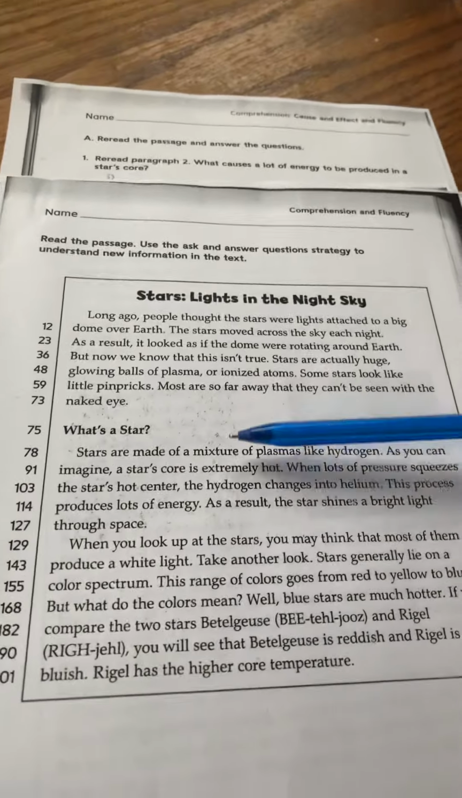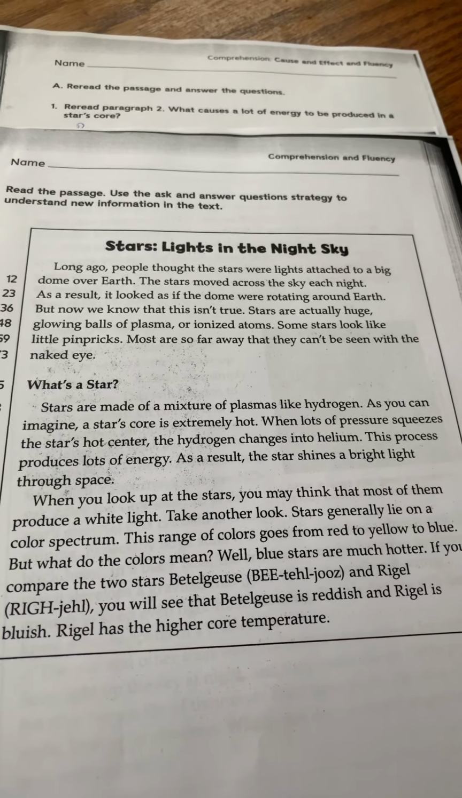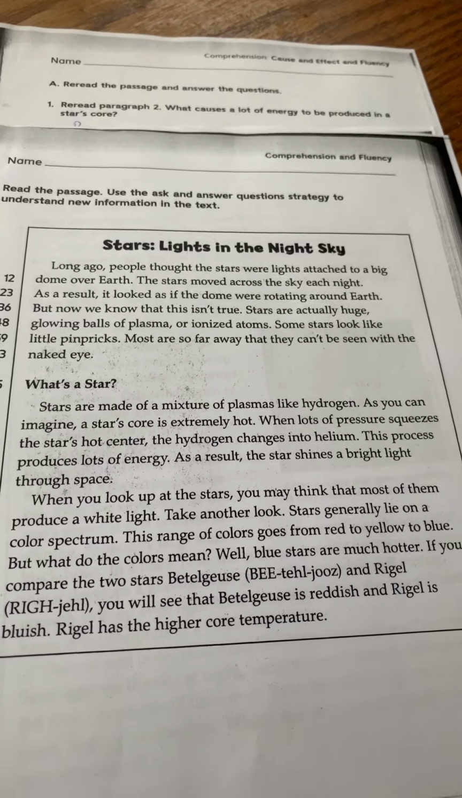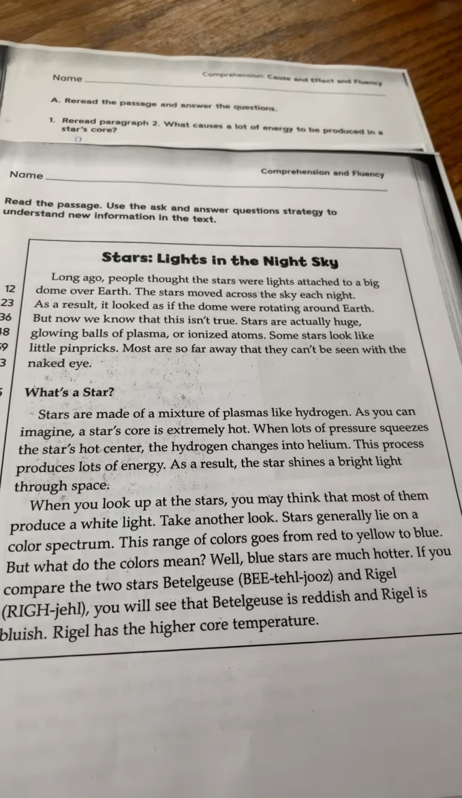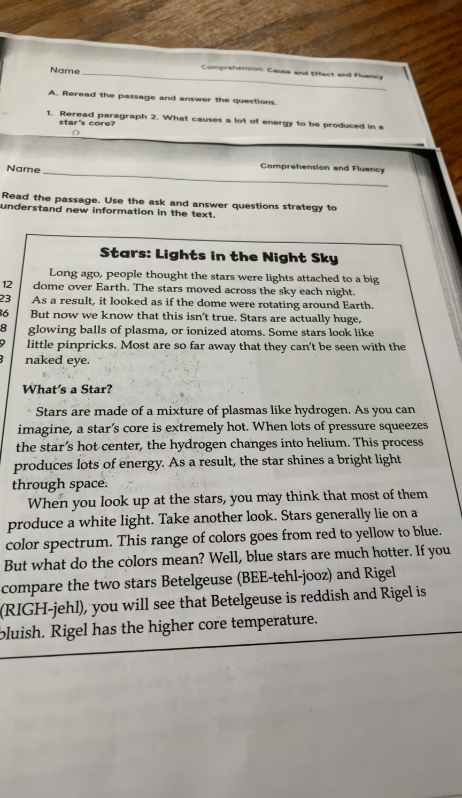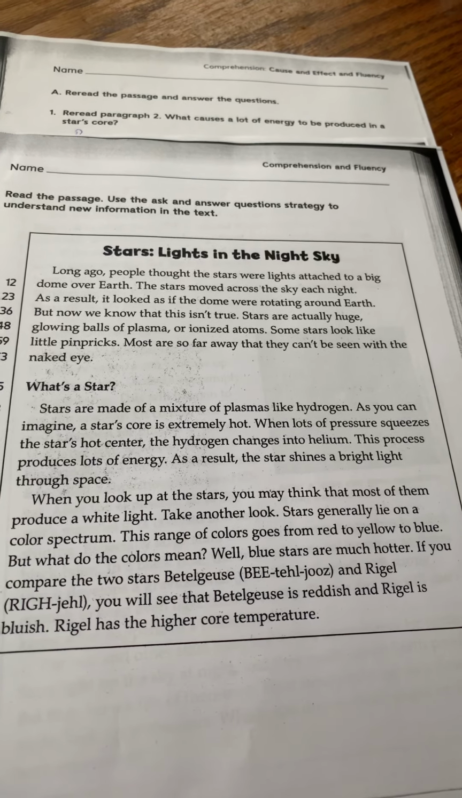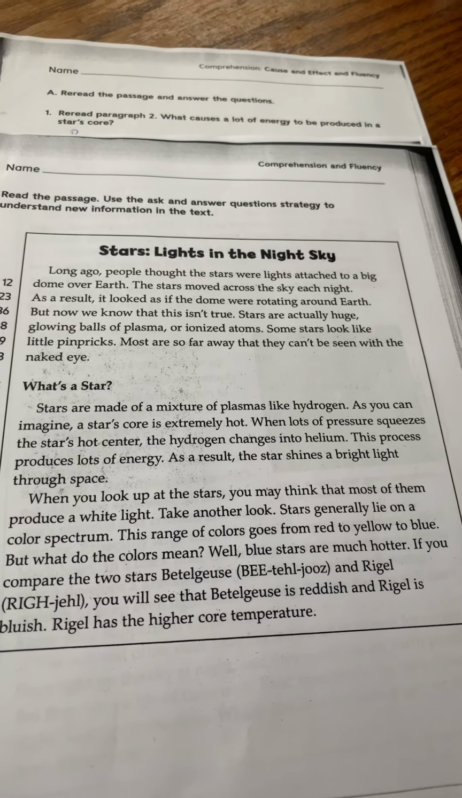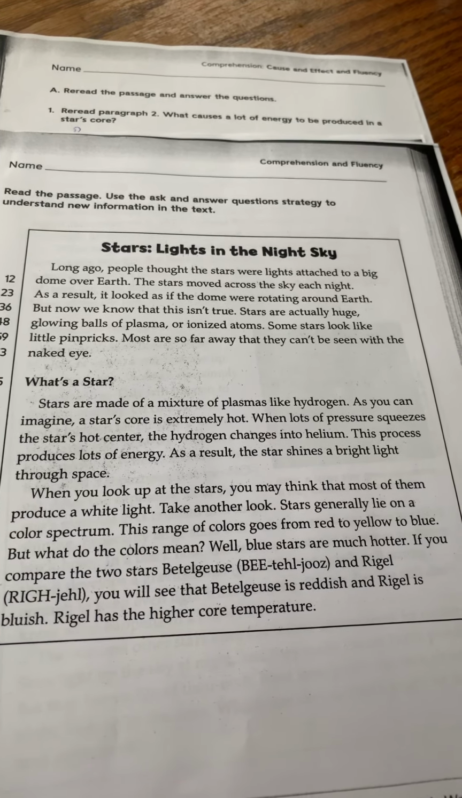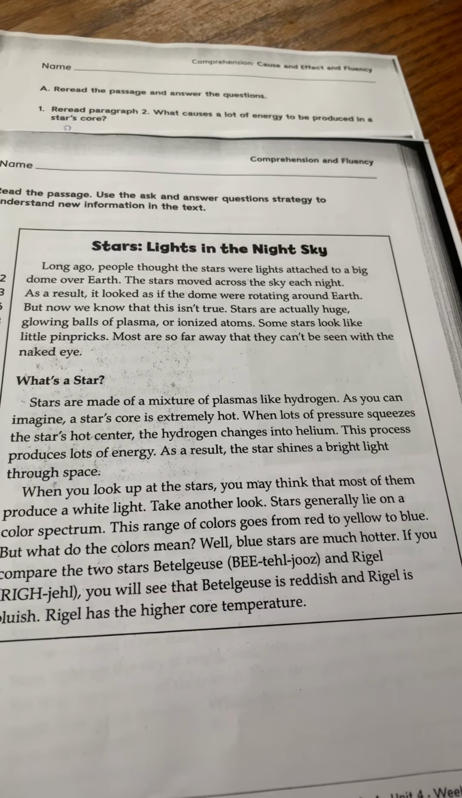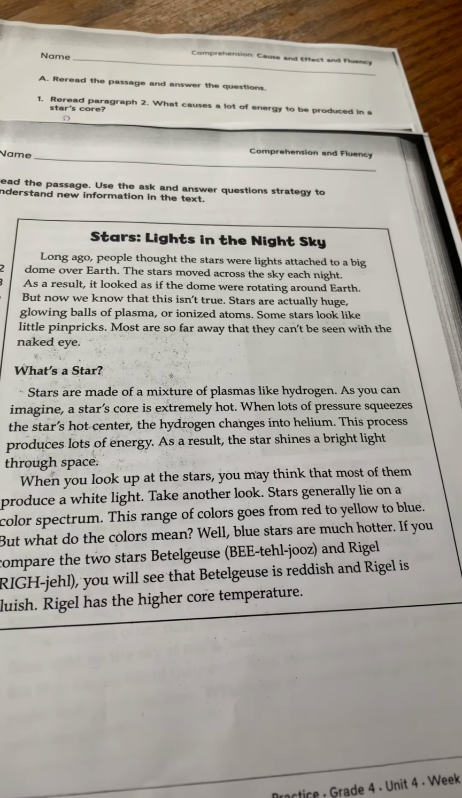So when I look, paragraph 1, paragraph 2. Stars are made of a mixture of plasmas like hydrogen. As you can imagine, a star's core is extremely hot. When lots of pressure squeezes the star's hot center, the hydrogen changes into helium. This process produces lots of energy. As a result, the star shines a bright light through space. So, what causes a lot of energy to be produced in a star's core?